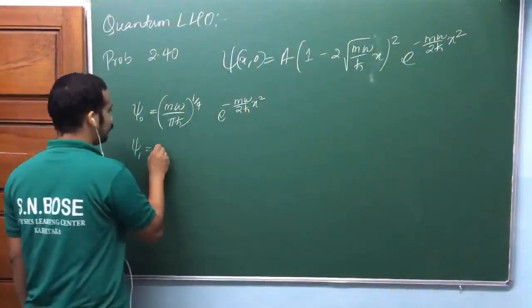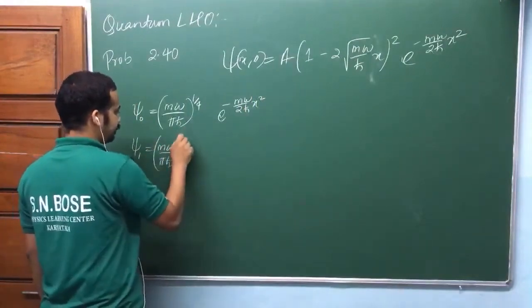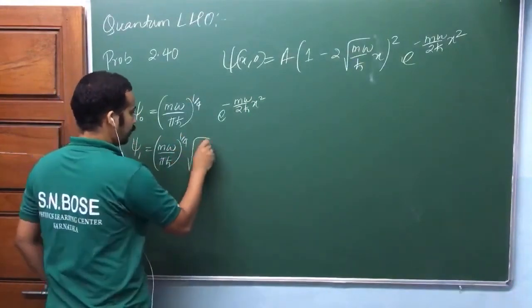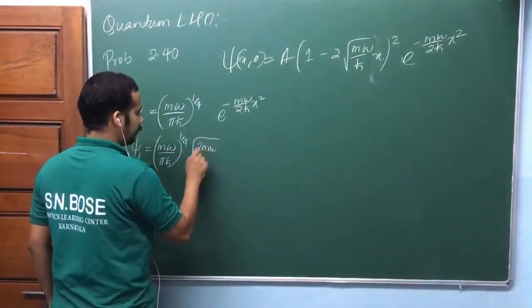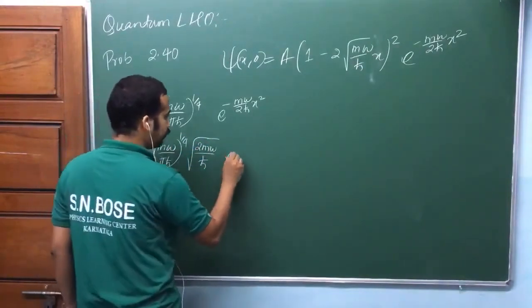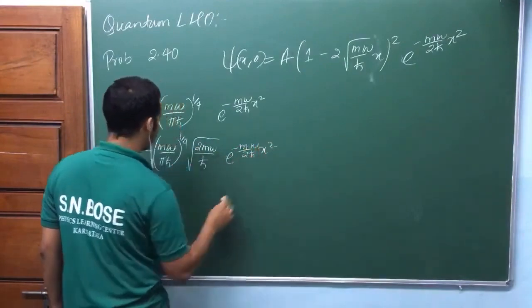Yeah, x into that one, but what is the normalization factor? Any idea? Under root 2m omega by h bar, am I right? Yes, sir. e power minus m omega by 2 h bar x square, okay?